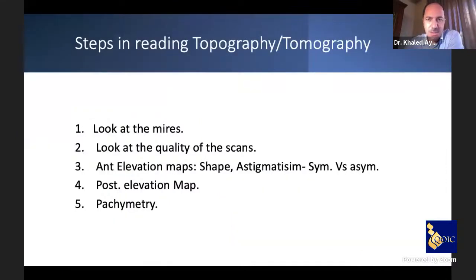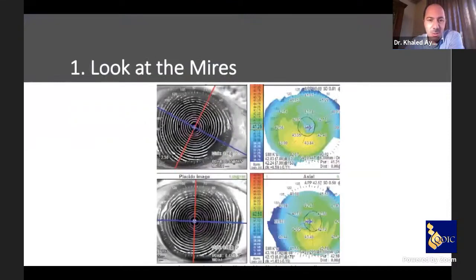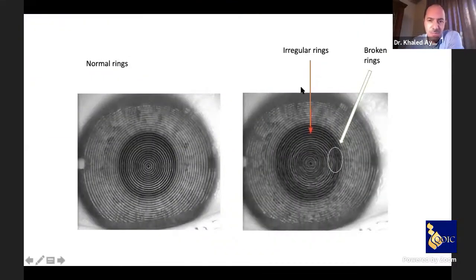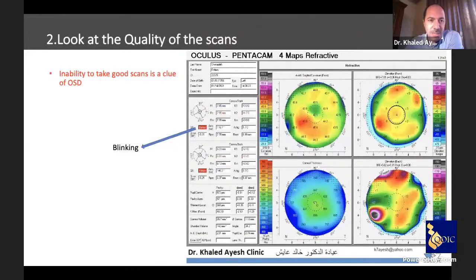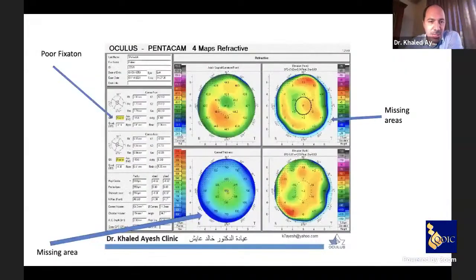In the steps of reading topography and tomography, as we all know, we need to look at the mires, and this step gives us a clue about what is going on. If we find irregular rings or broken rings, this is a clue that this patient could have dry eye disease. The second step is to look at the quality of the scans. If the patient is not cooperative, can't blink, can't open his eyes, or can't fixate well, this might indicate dry eye disease. Also, in the scans, we can find areas that are missing, not covered by the topography. All these are clues of dry eye disease.